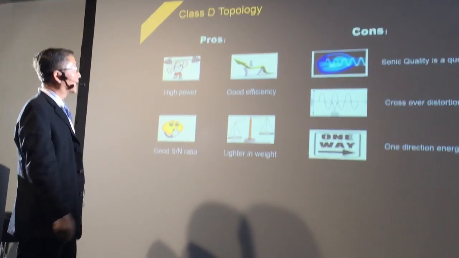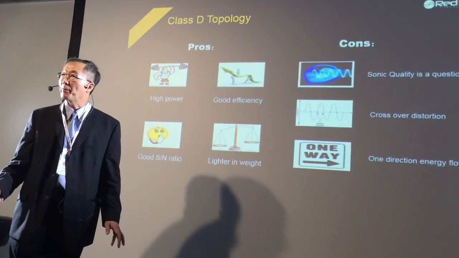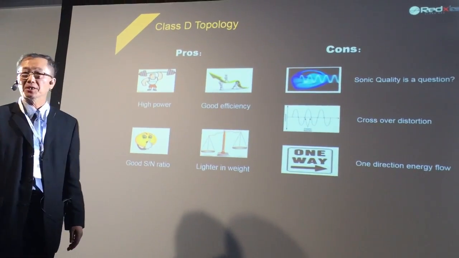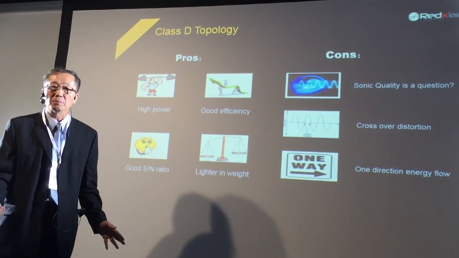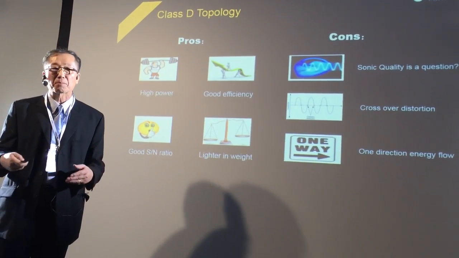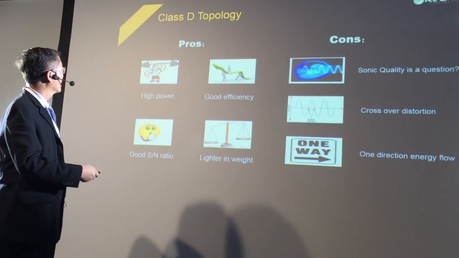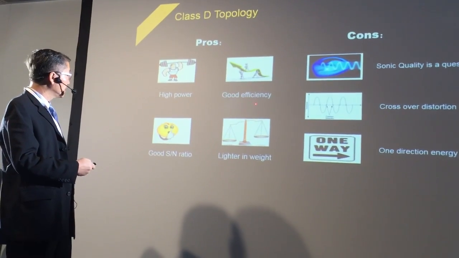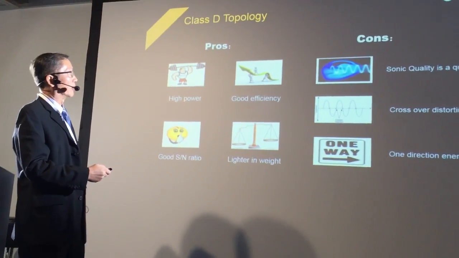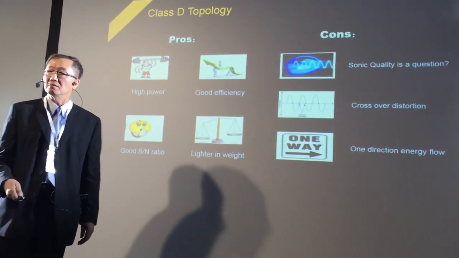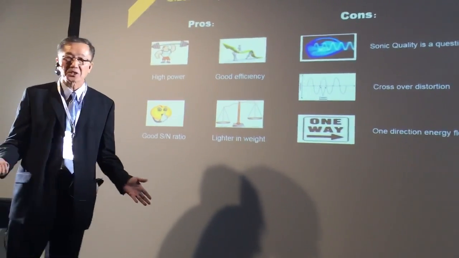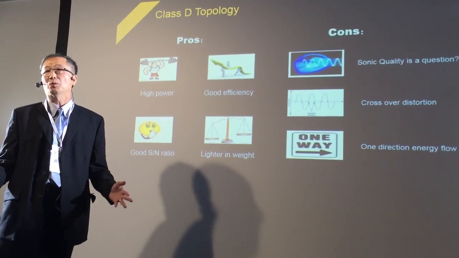Now, this is Class D. Class D became popular after the 1980s. Everybody uses it, and there are lots of chips available. People know if you want to achieve a small size and higher efficiency, that's probably the only solution. It has higher power, good efficiency, good signal to noise, and lighter weight. However, the sound quality is a question. People have different views about the sound quality. Some like it, some do not like it.